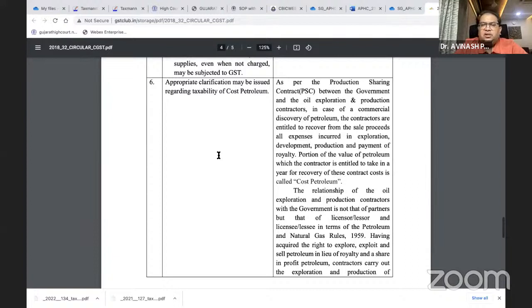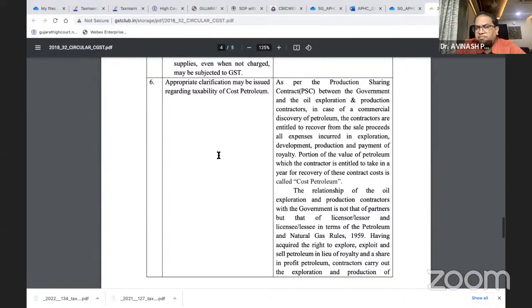Appropriate clarification may be issued regarding taxability of cost petroleum. As per the production sharing contract between the government and the oil exploration and production contractors, in case of a commercial discovery of petroleum, the contractors are entitled to recover from the sale proceeds all expenses incurred in exploration, development, production, and payment of royalty. The portion of the value of petroleum which the contractor is entitled to take in a year for recovery of these contract costs is called cost petroleum.